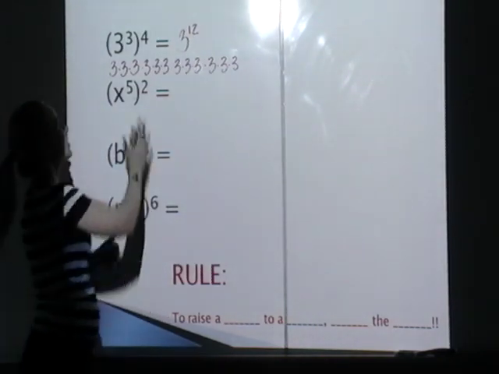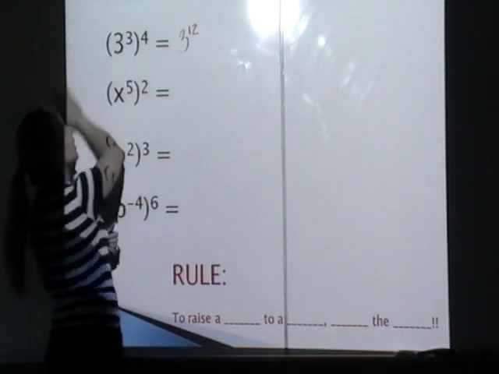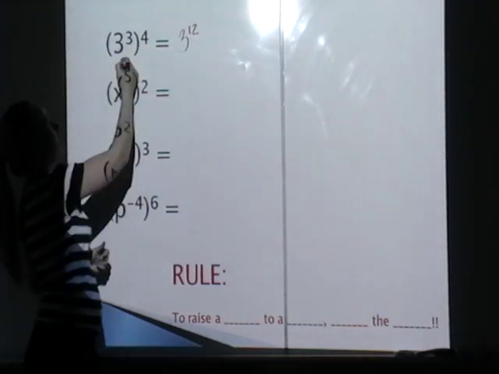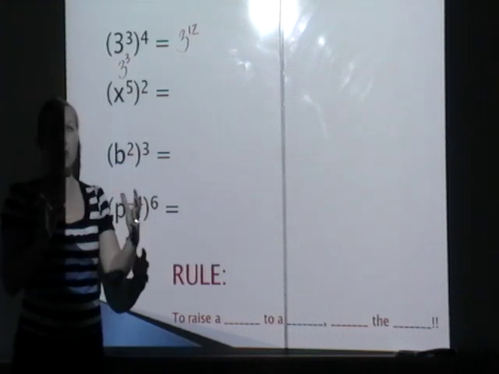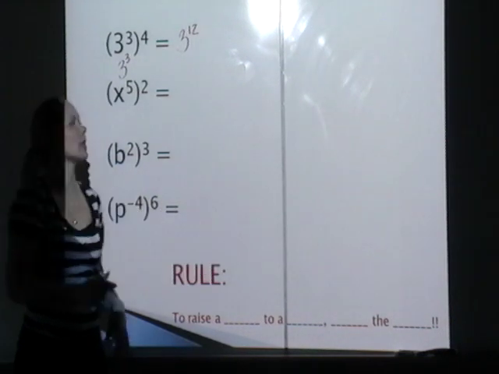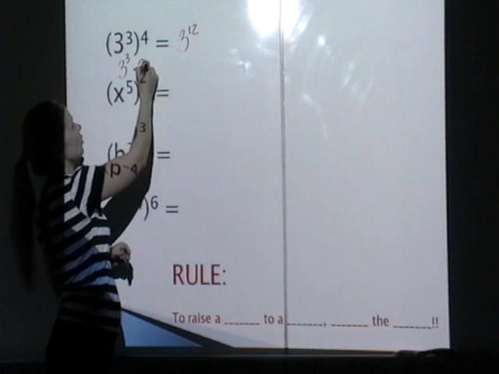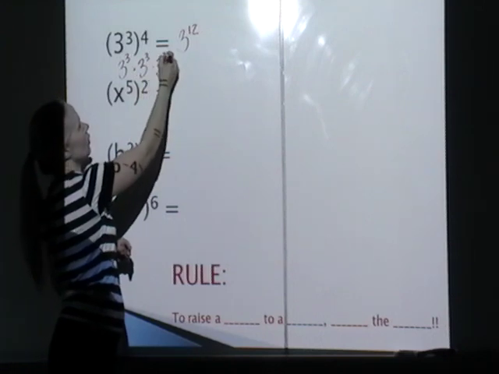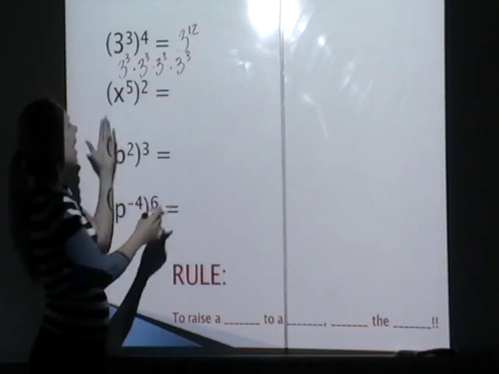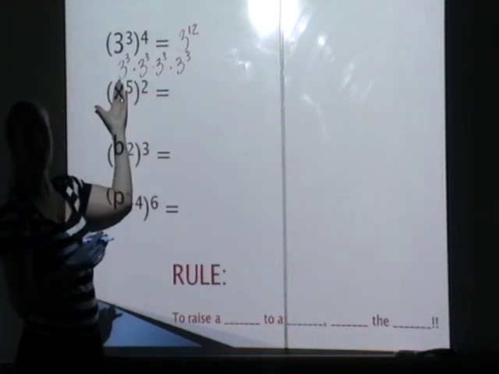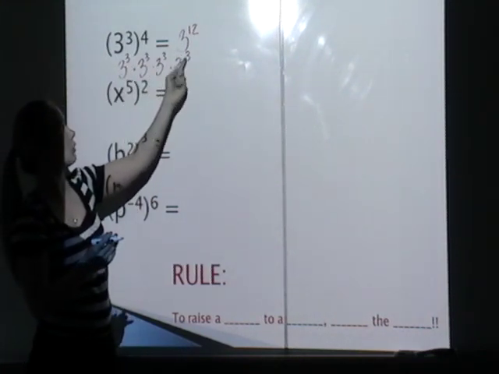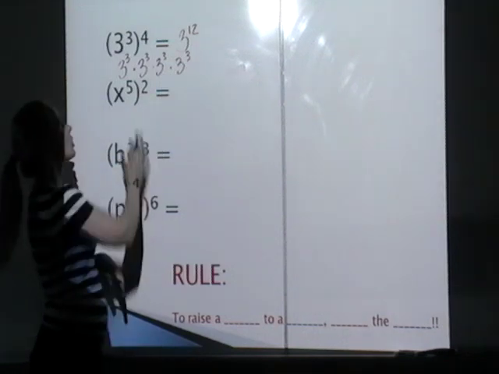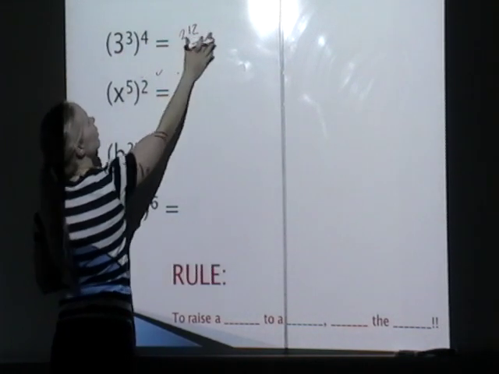Another way to look at this: I've got 3 to the third power, and I want that to the fourth power. That means I have to multiply it by itself 4 times. And when I have bases that are all exactly the same, I can add the exponents. 3 plus 3 plus 3 plus 3 would be 3 to the 12th power. So either way you look at it, it's 3 to the 12th power.